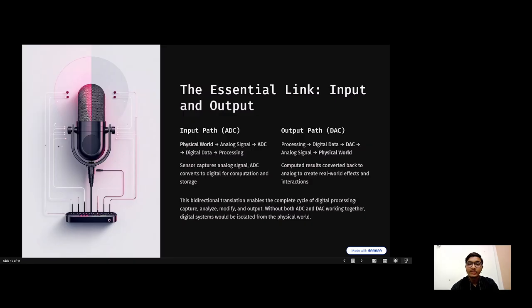In ADC, the sensor captures an analog signal. ADC converts it to digital for computation and storage. In DAC, computed results are converted back to analog to create real-world effects and interactions. This bidirectional translation enables the complete cycle of digital processing: capture, analyze, modify, and output. Without both ADC and DAC working together, digital systems would be isolated from the physical world.